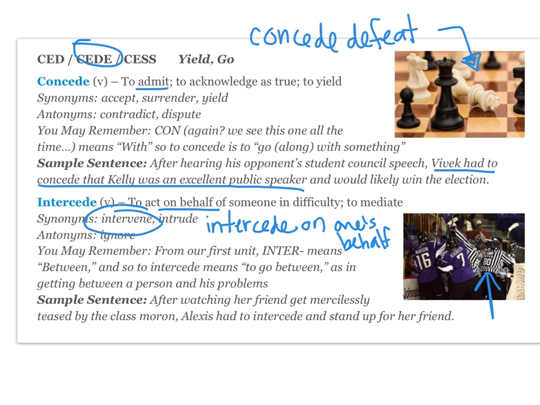So if you look at the sample sentence down here, Alexis had to intercede and stand up for her friends. So she's stepping in on someone's behalf.